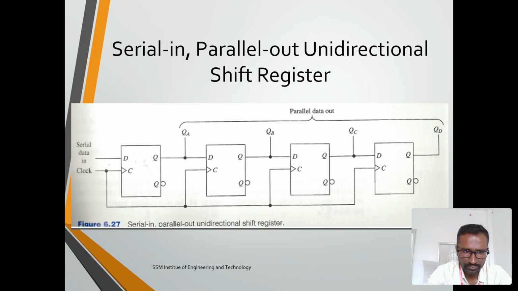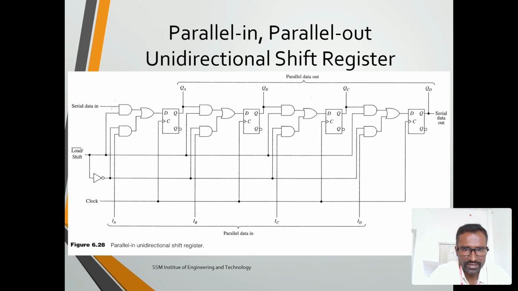So if you give the input as parallel, how can we get the output as serial? That is the main question that will arise. For that we can do all those things in a single unidirectional shift register. This is the operation: whether this circuit will act to load the data into the flip-flop or shift the data to the other flip-flop. This is the main thing.